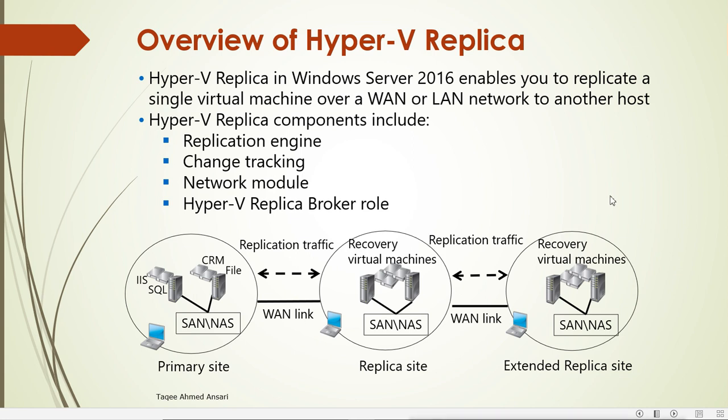Hyper-V Replica in Windows Server 2016 enables you to replicate a single virtual machine over a WAN or LAN network to another host. And replicate means it is actually a copy. Copy means it is like a running copy.